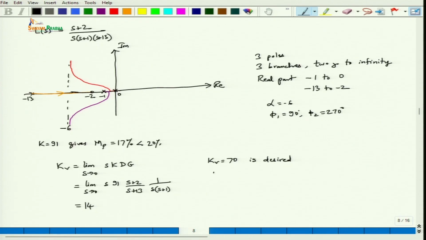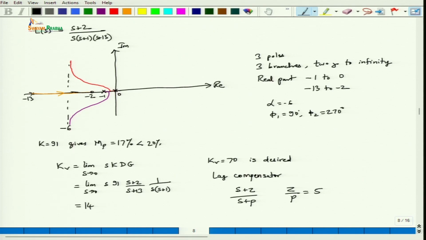So, we can use a lag compensator. If we look at the structure of the lag compensator, it is some K times (s plus z)/(s plus p), where z is greater than p, and we want to go from 14 to 70, and this is, as you can see, as s tends to 0. So, if we put s equal to 0 in this expression, ideally what we want is for z by p to be equal to 5.